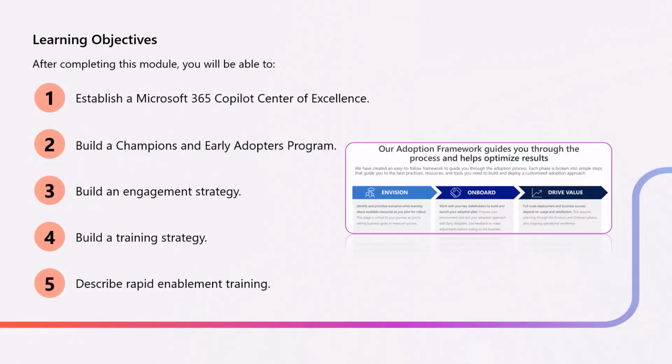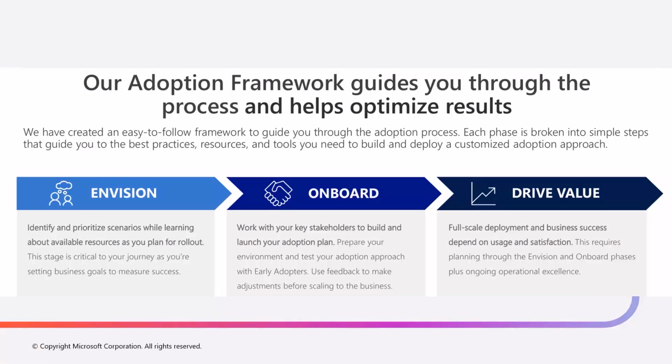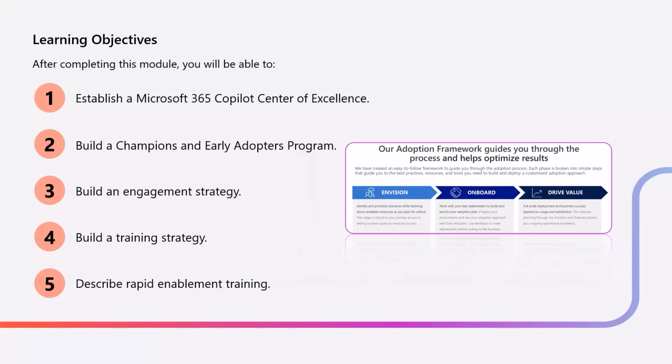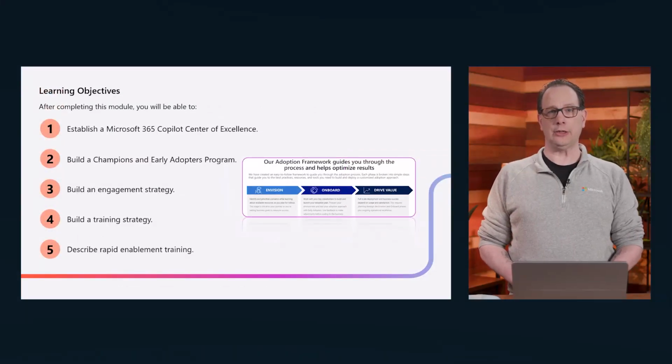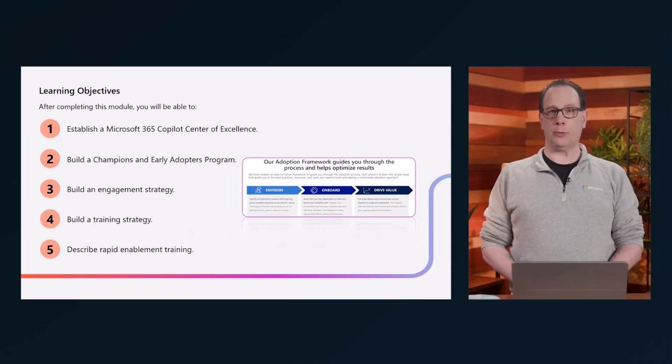In this module, you'll move into the second phase, right? Onboarding and engaging of your adoption journey with Microsoft 365 Copilot. This is really a crucial phase, and it focuses on building and launching an adoption plan for that Microsoft 365 Copilot rollout. You'll learn how to support technological change by preparing the technical environment, building a community of practice, and working with what we call champions and early adopters.